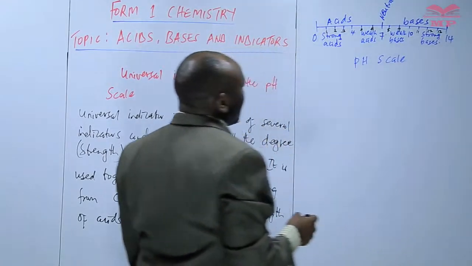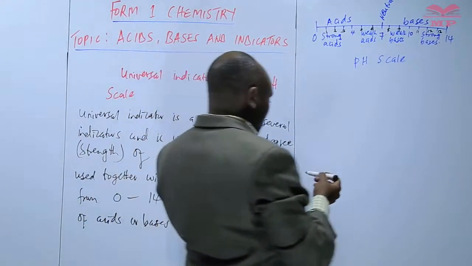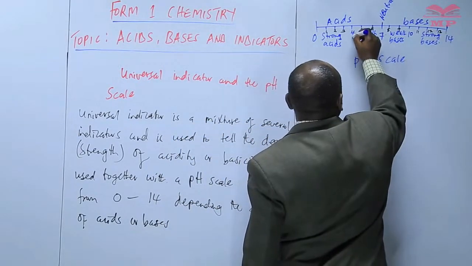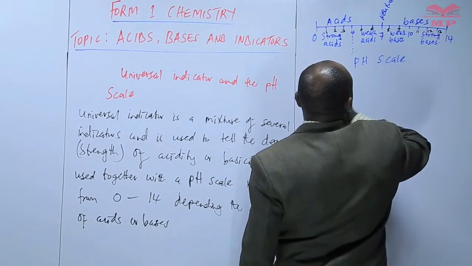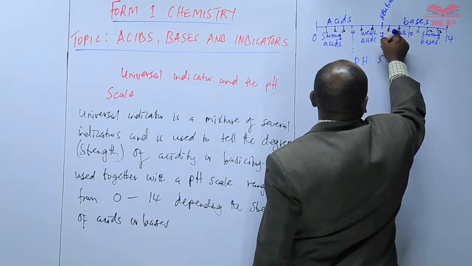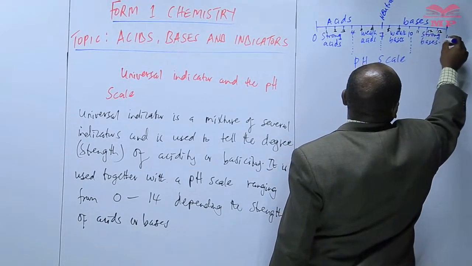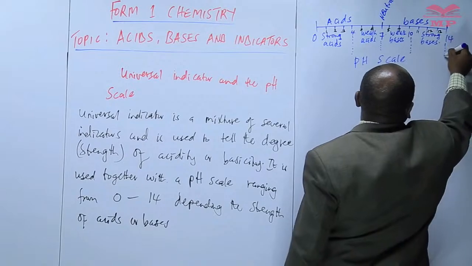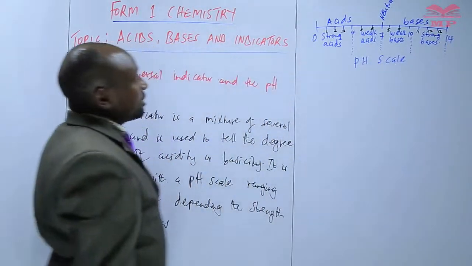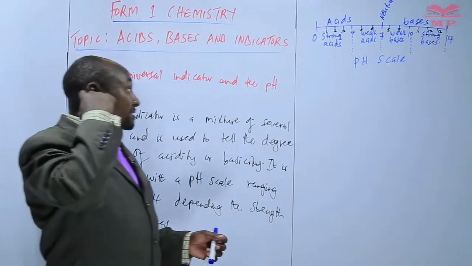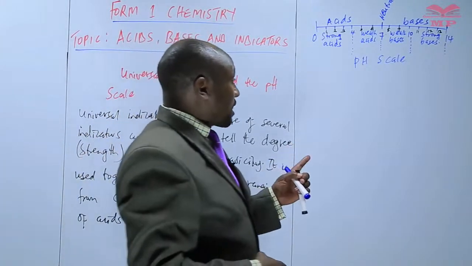So those are the ways you tell whether an acid or base is strong or weak. So we have the strong acids up to there, bases up to that, then finally up to that. So we have the pH scale helping us to know whether these acids are strong or weak.